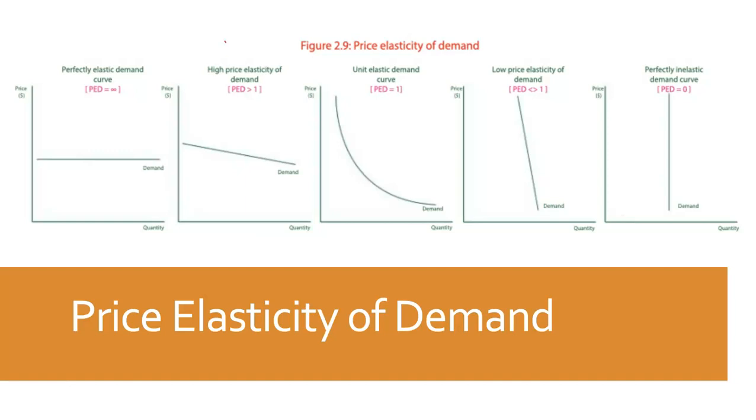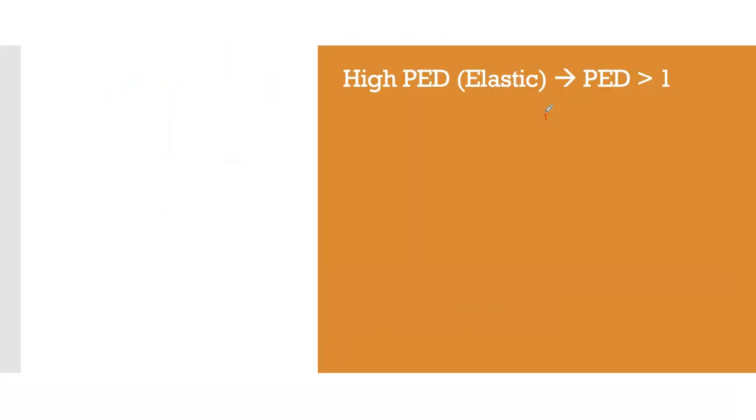We are going to talk about high price elasticity, where price elasticity of demand is greater than 1, and low price elasticity of demand when it is less than 1. And then we'll look at a few others quite quickly. So if we have a high price elasticity of demand, I'm going to say that we have an elastic product. This occurs when the price elasticity of demand is greater than 1.